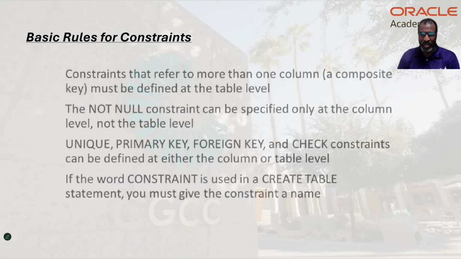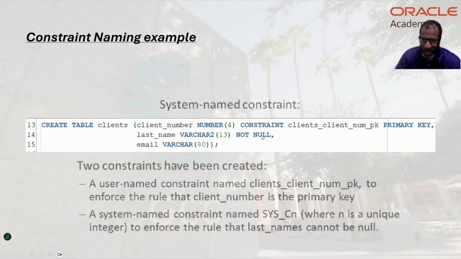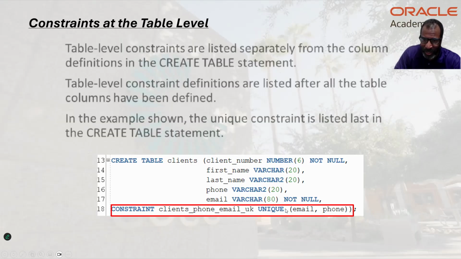So if the word constraint is used in a create table statement, you must give the constraint a name. If you have the word constraint, you have to give it a name. If you don't have the word constraint, it has to be one of the accepted system constraints that's already predefined, like this not null here. Okay.